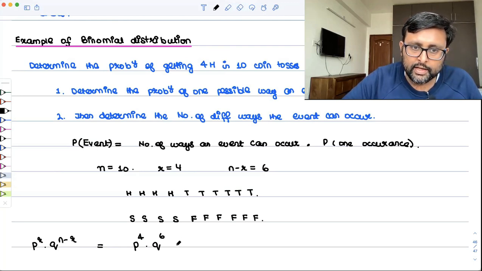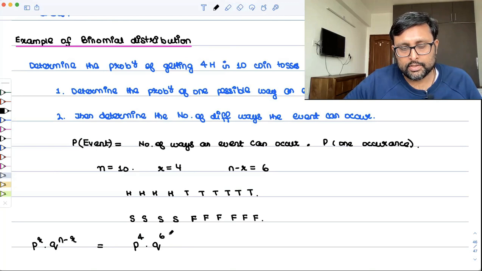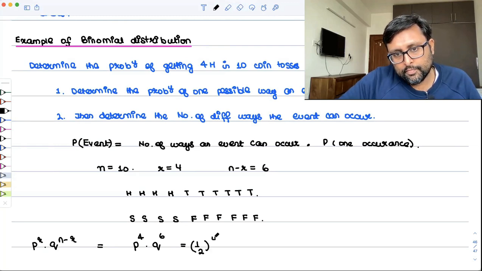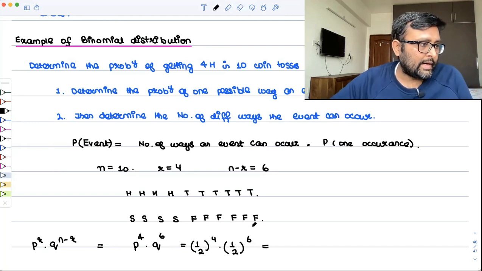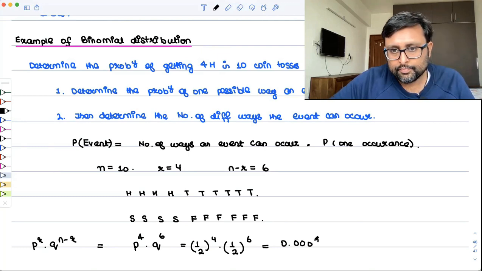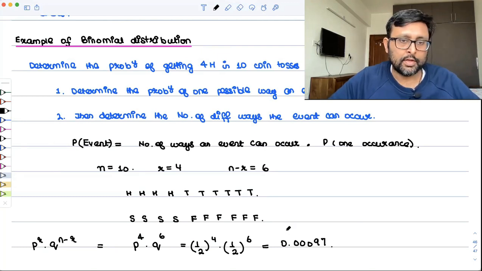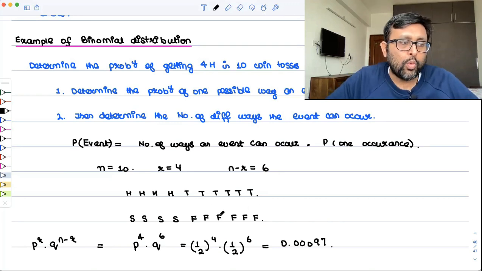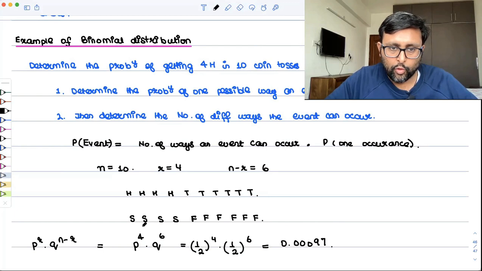So the probability of getting a head in a single toss is half. Probability of getting tail in a single toss is half. So you can just put it in, and this is going to come out to be something like 0.00097, something of this sort. But just imagine this. This is just one way of getting 4 heads in the 10 tosses of a coin. It could have also been like this.